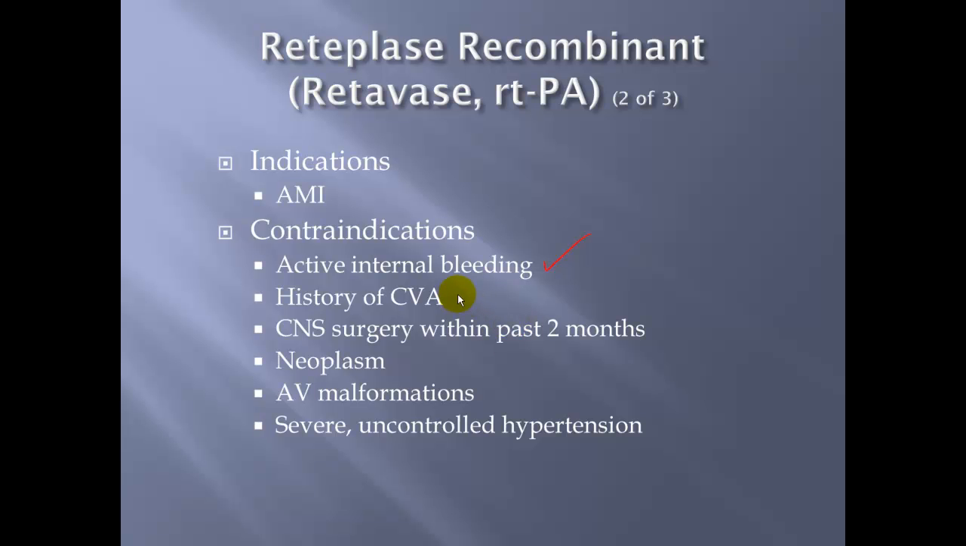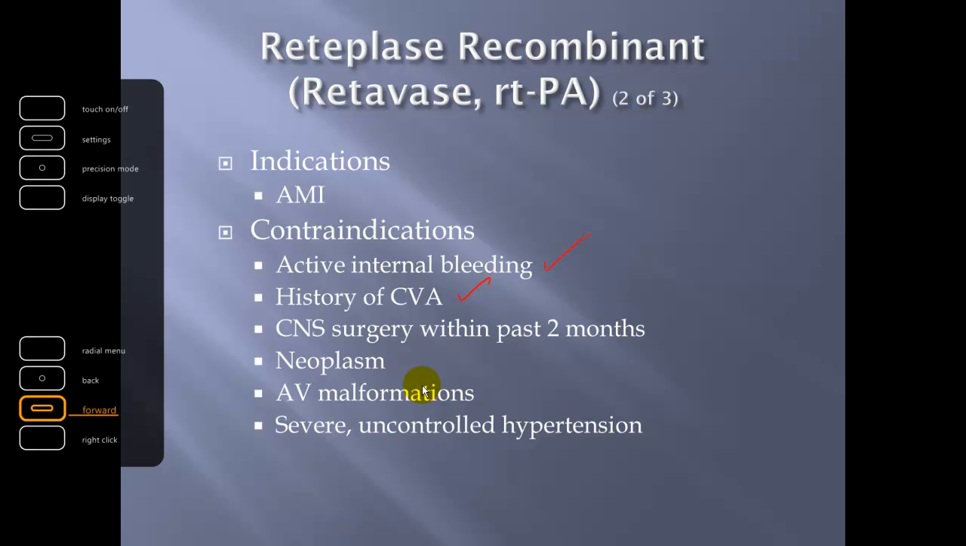If they have a history of a CVA, the area that's clotted off in there, or the tissue that has been affected by the CVA, may not reperfuse. It may actually give them a head bleed instead. CNS surgery, if they've already gone in there surgically, the clots that have formed and the reparative tissues that are in play need to be left alone while they're repairing. Neoplasms, AV malformations, and then the hypertension.